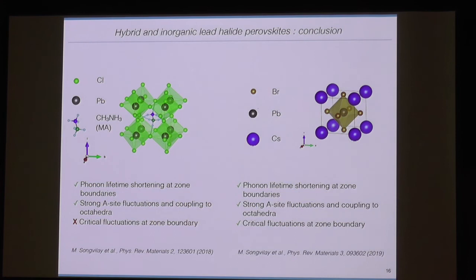However, there's one difference that lies in the lack of critical fluctuations at the zone boundary that we didn't see in the hybrid compounds. And this may indicate that in cesium lead bromide, the transitions may be dominated by a coupling to a relaxational dynamics rather than displacive.